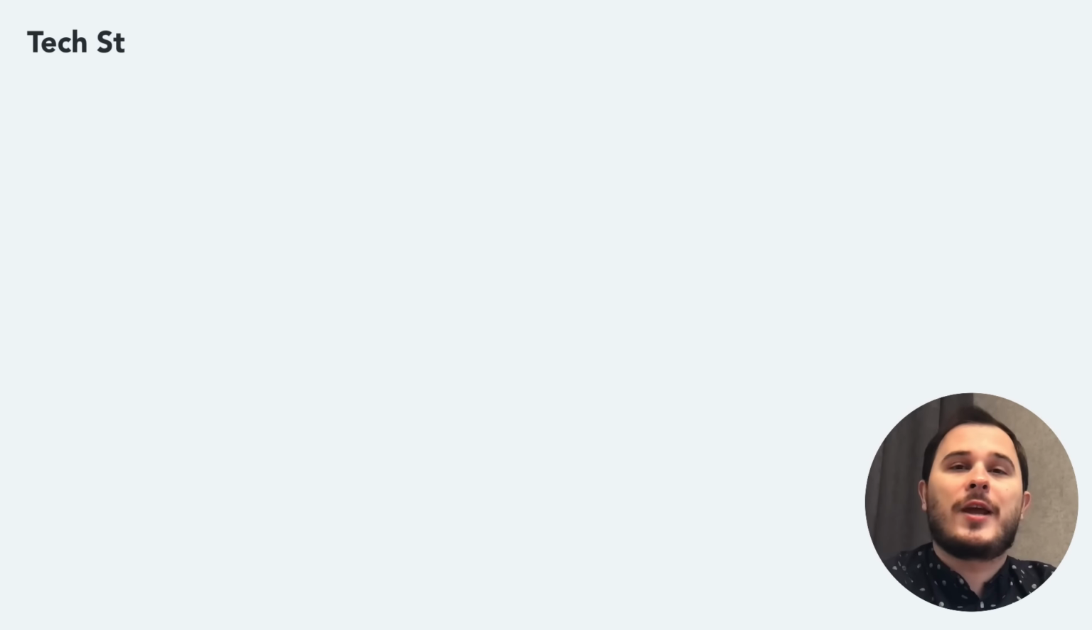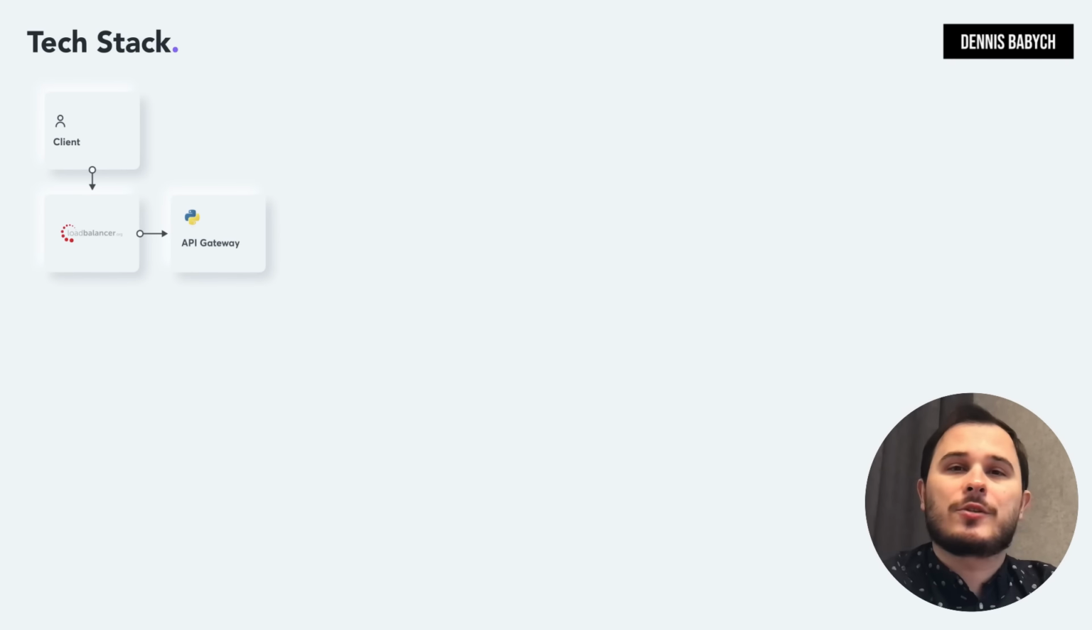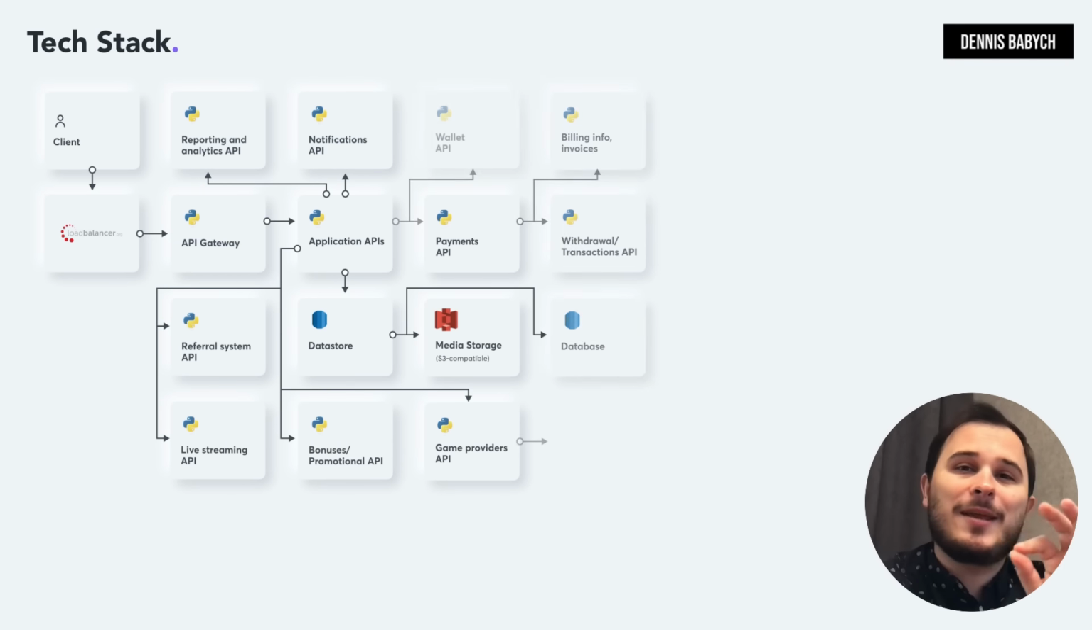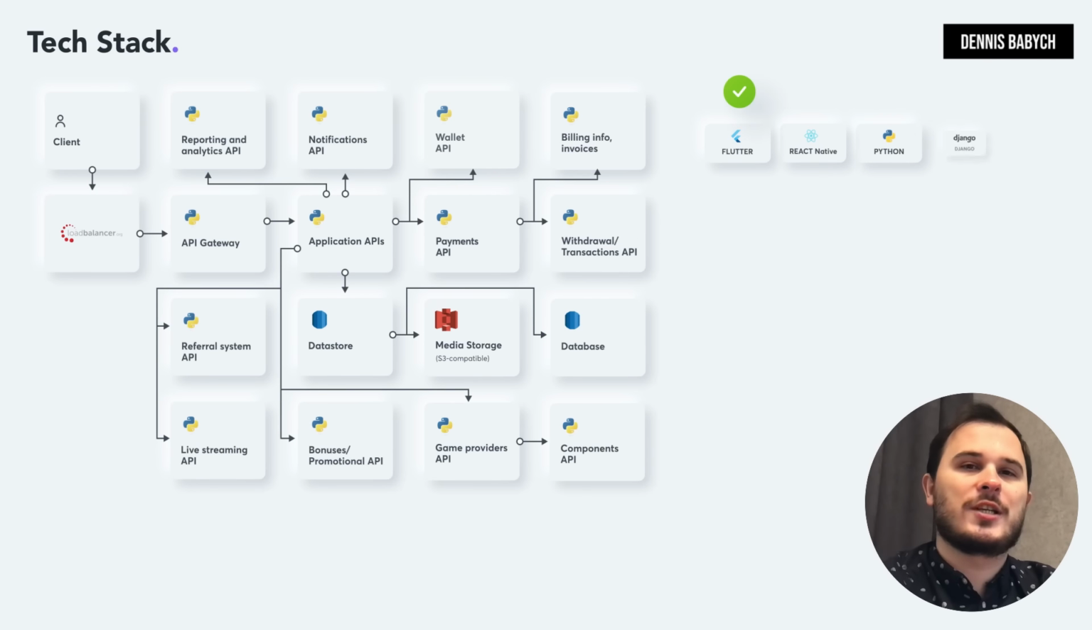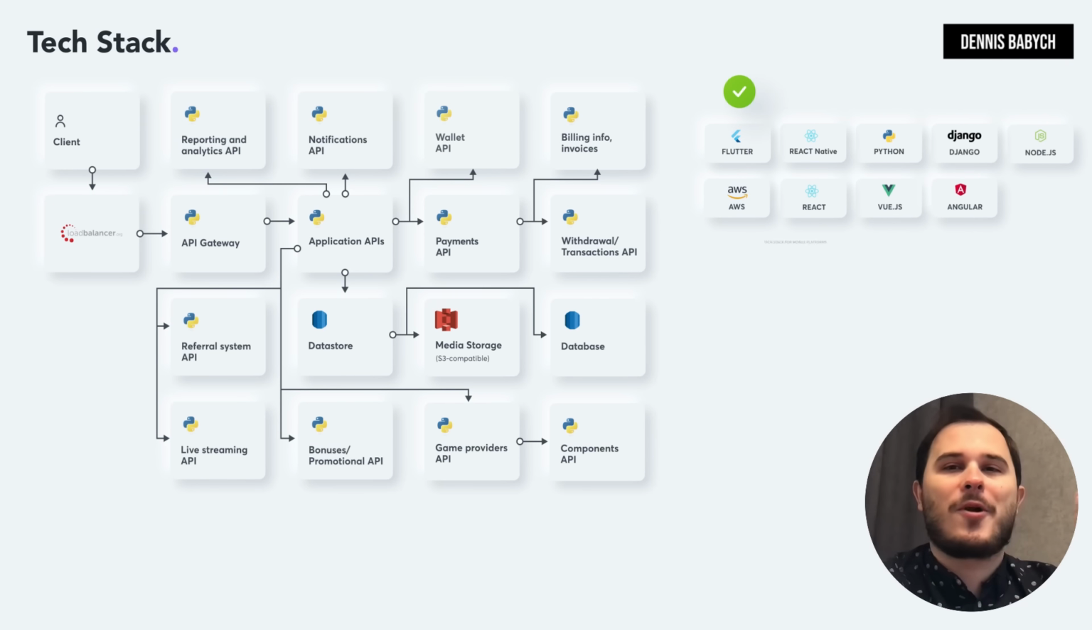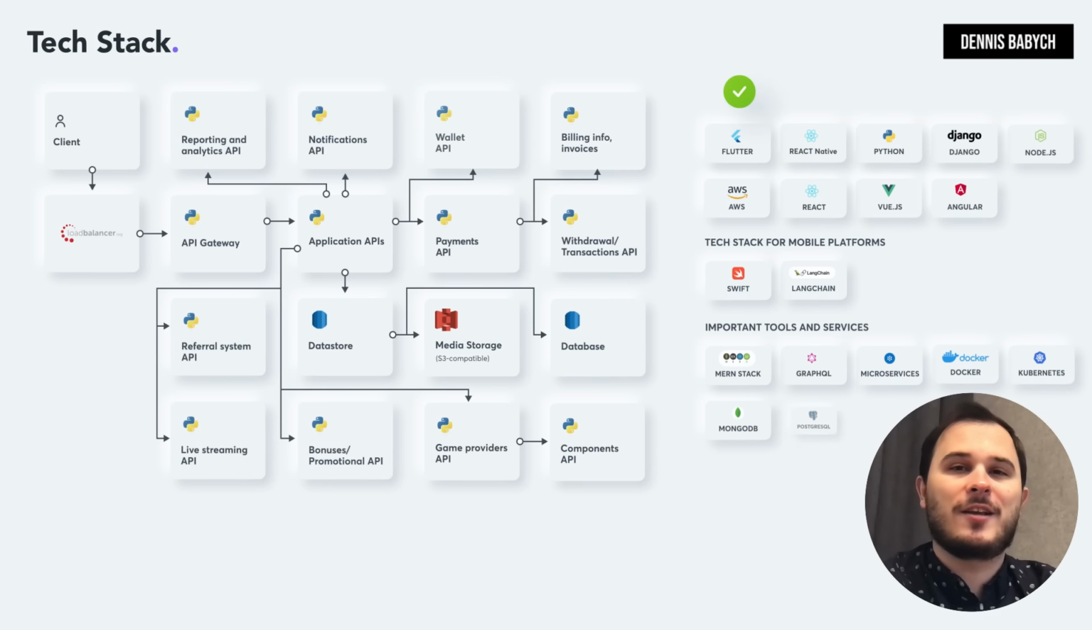If you're planning to create an online casino, it's essential to select the appropriate tech stack that enables rapid development of your minimum viable product. Flutter or React Native are excellent choices for swift mobile app development. For backend development, Python, Django, Node.js, and Amazon Web Services are perfect options. React, Vue.js, and Angular are ideal for crafting web applications with ease.